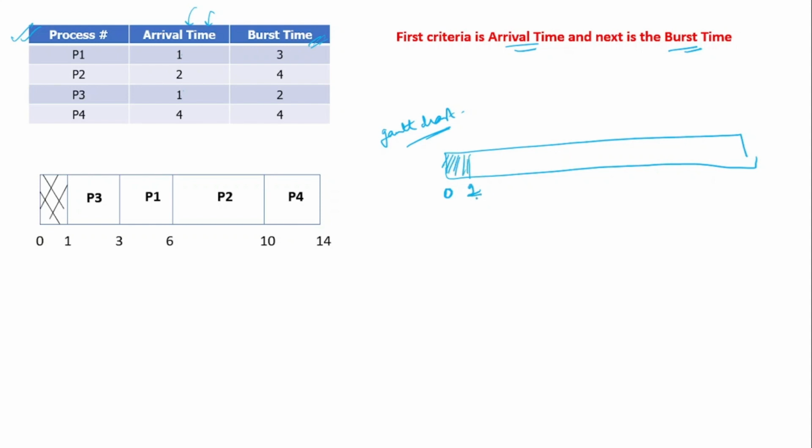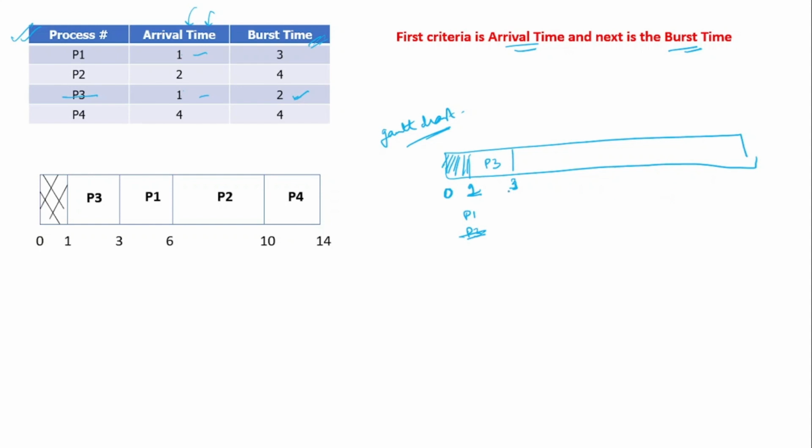At 1 second I have two processes, P1 and P3. First I take into consideration the arrival time, and then I look at the burst time. Out of P1 and P3, the shortest burst time is of P3. So I write P3 here, and P3 executes for 2 seconds. P3 completes its execution.